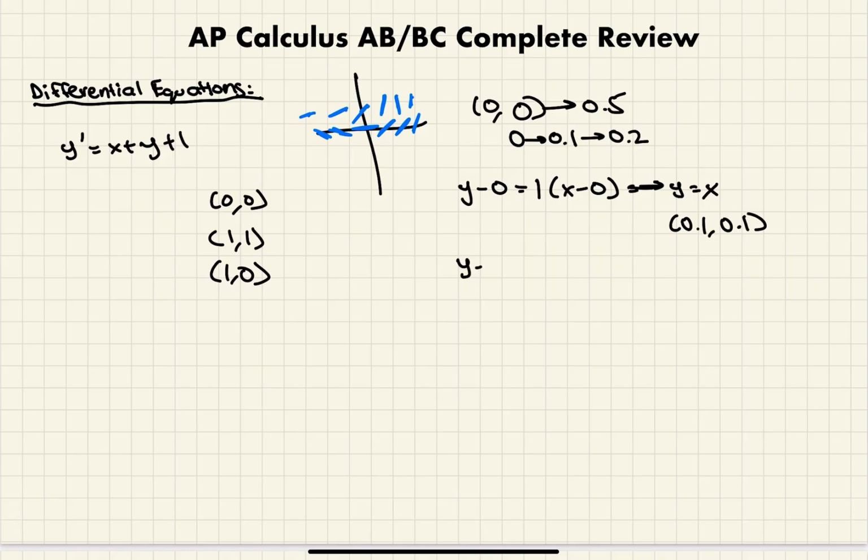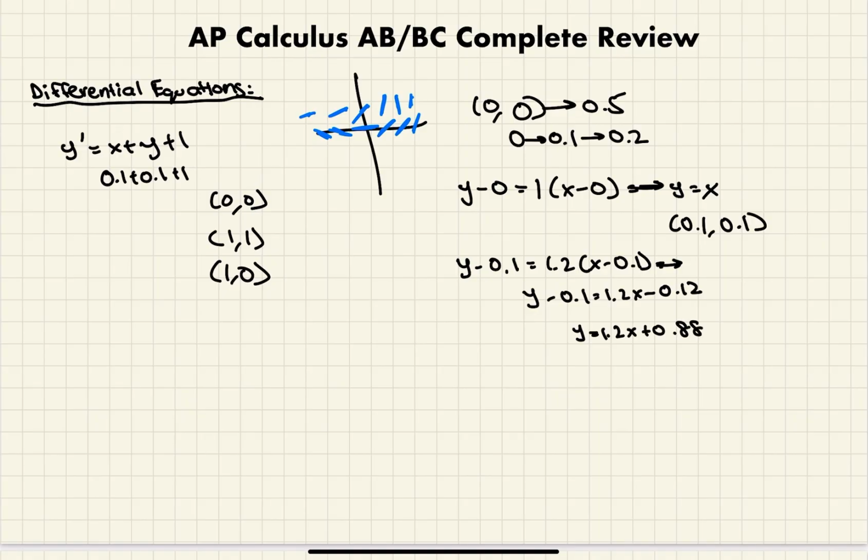So now the new equation becomes y minus 0.1 is equal to the new slope, which is 0.1 plus 0.1 plus 1, or 1.2, times x minus 0.1. And this becomes y minus 0.1 equals 1.2x minus 0.12, adding 0.1 to both sides. y is equal to 1.2x plus 0.88, and you keep on doing this. Now you plug in x equals 0.2 into this and get 0.2 comma the next value, and you just make the new line for that, and so on until you get to 0.5. So that's Euler's method.